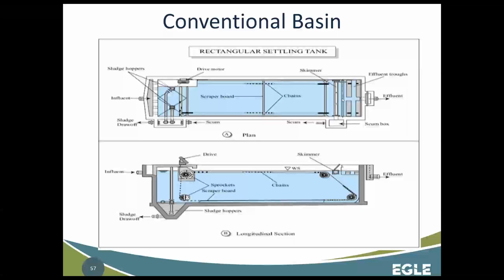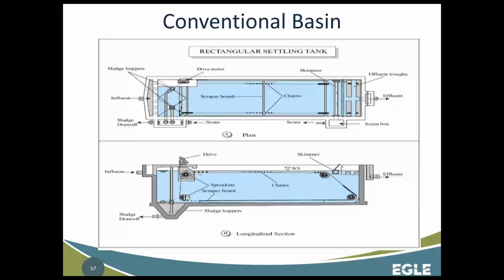Then down here on this end, you've got your effluent troughs. There's going to be perhaps a weir here, and the water that overflows the weir is ultimately going to be the water that's headed to the filters.